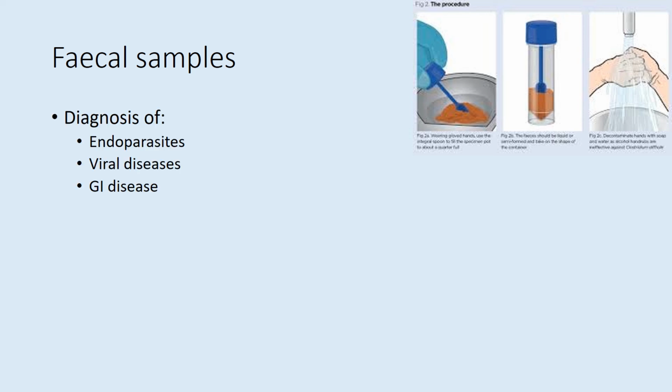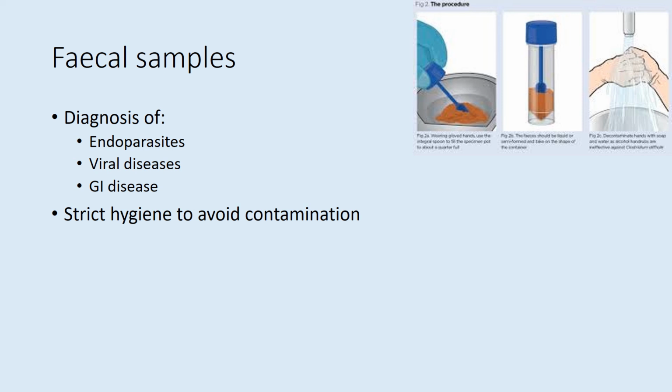So fecal samples are used really for the diagnosis of endoparasites, viral diseases and gastrointestinal diseases. So there's a number of reasons why we might take a fecal sample, and different ways that we can run it. Now, when collecting a fecal sample, we need to make sure that we follow strict hygiene protocols to avoid contamination of ourselves, and this is where we have a slight risk of zoonotic diseases.